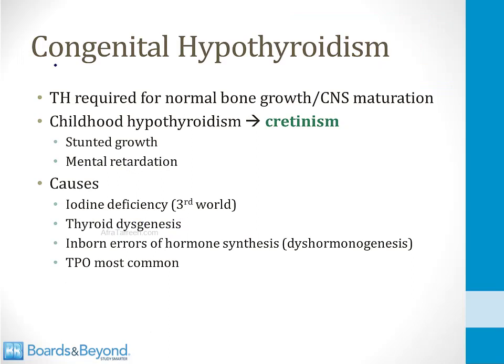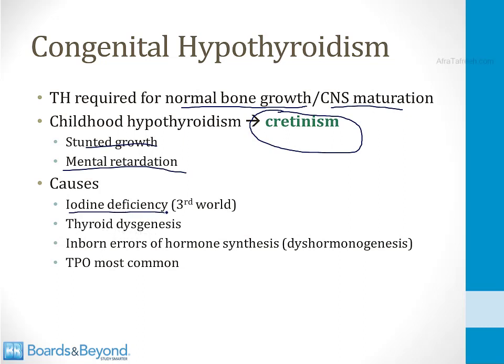Congenital hypothyroidism occurs when babies are born or children grow up without a normally functioning thyroid gland. You need thyroid hormone for normal bone growth and CNS maturation, so children who develop in a hypothyroid state can develop a severe syndrome known as cretinism. These children have stunted growth and mental retardation. This happens in the third world when children grow up in areas where iodine is deficient in the diet. It can also happen if children are born without a normally functioning thyroid gland. Sometimes the thyroid gland does not develop normally. This is called thyroid dysgenesis.